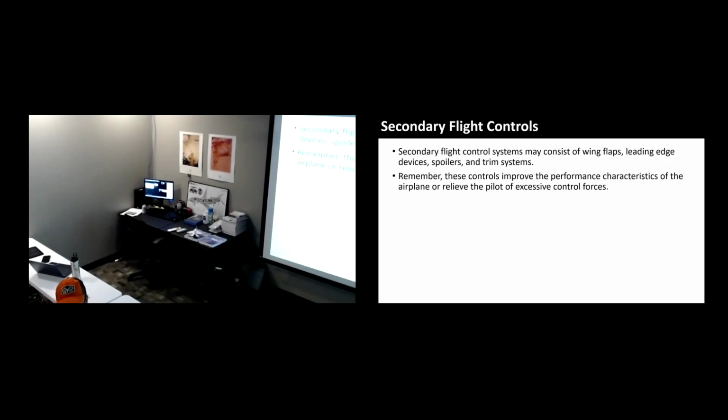I believe that's what it is, a Lancer. Much faster airplane than what we're normally used to.